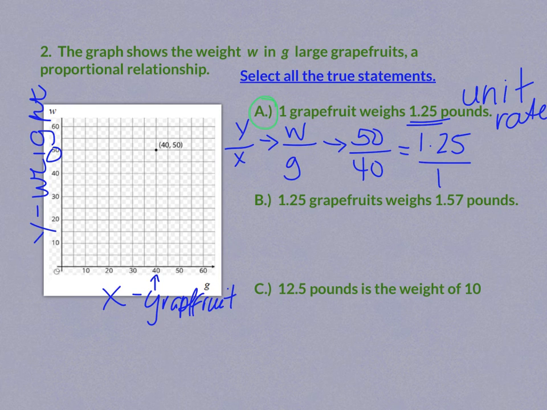Okay, the next one says 1.25 grapefruits weighs 1.57 pounds. So I would simply take my ratio that I have figured out here, my unit rate. I know that's W over G is equal to 1.25 over 1. This is telling me 1.25 grapefruits. So that tells me that this bottom number is 1.25. I say to myself, how do I get from 1 to 1.25? Of course, I multiply times 1.25. So I'm going to do my top number, 1.25 times 1.25.